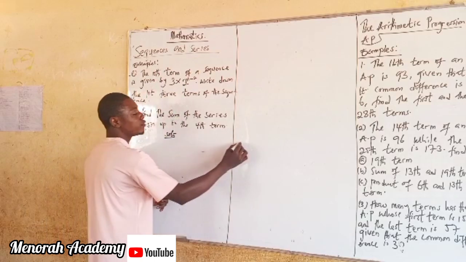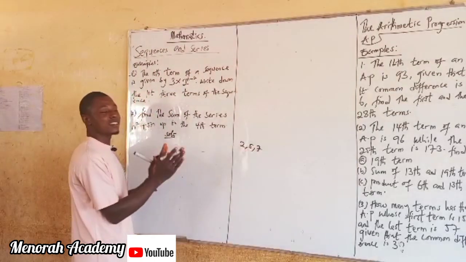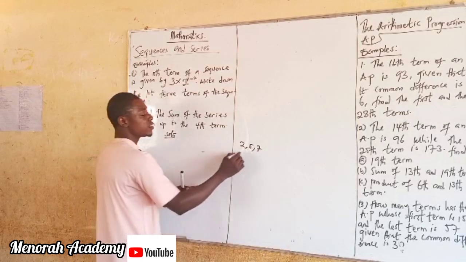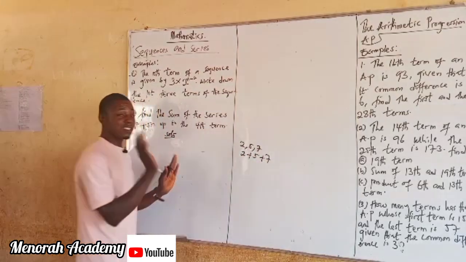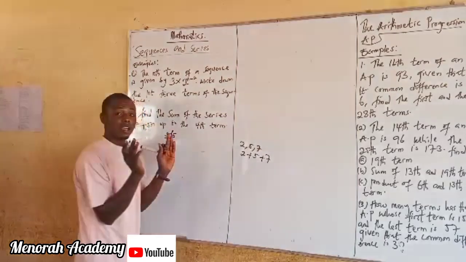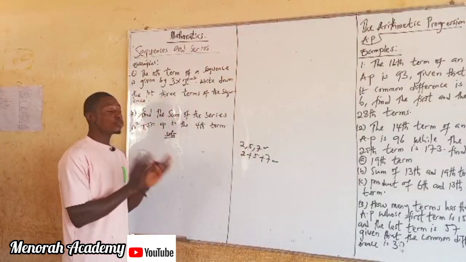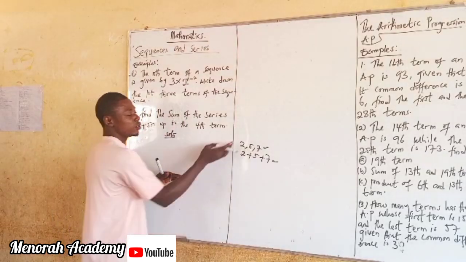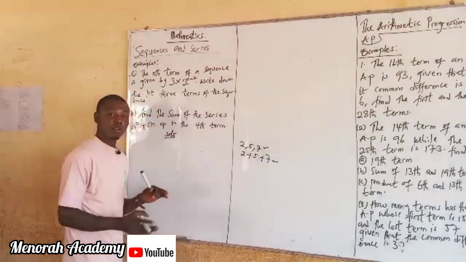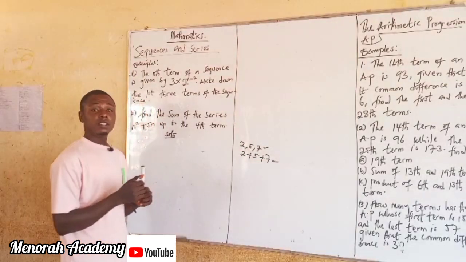Let's assume that you have 2, 5, 7. This is a sequence. But if it is a series, it's going to be 2 plus 5 plus 7, like that. This is a series. This one is a sequence and this one is a series. This is the difference. So if they say write something in form of a sequence, you do like this. Then if it is in form of a series, you just separate them with addition. So that is just the difference.